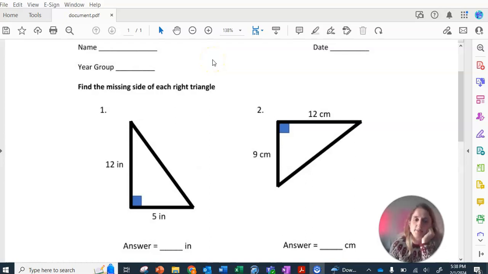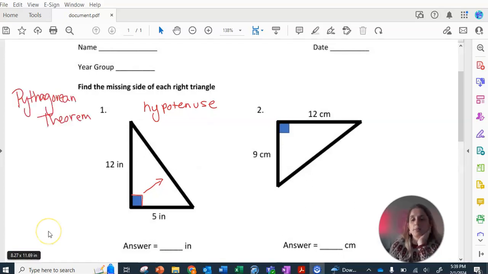So we've talked about it in some of our classes, how a right triangle, the longest side, which is the side opposite from that 90-degree angle, has a special name. It's called the hypotenuse. Okay, so with the hypotenuse, we can do some pretty cool math. So we're going to do something called the Pythagorean theorem. The Pythagorean theorem talks about the special relationship between the three sides of a right triangle.